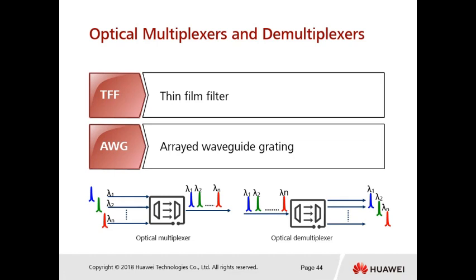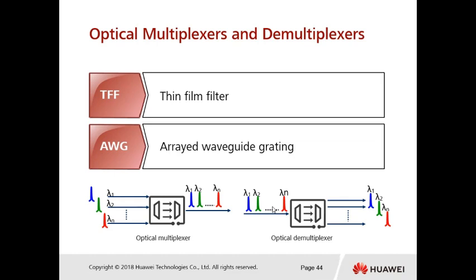Theoretically, a multiplexer is the same as a demultiplexer. There are only different lines in the direction of input and output optical signals. So you see, it's actually just a different direction. You know, our optical signal can transmit bidirectionally.